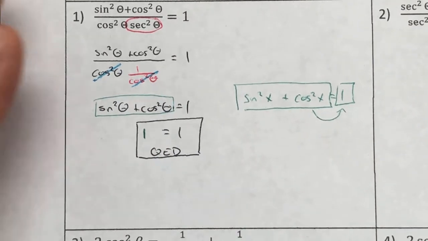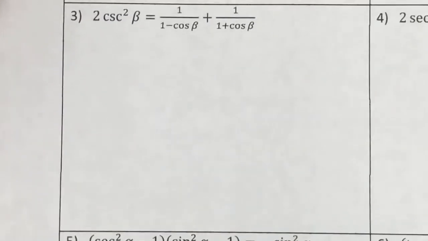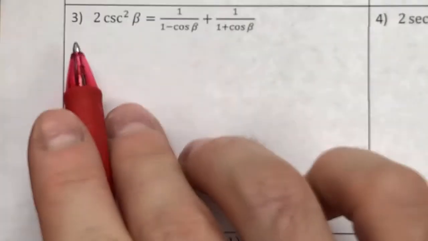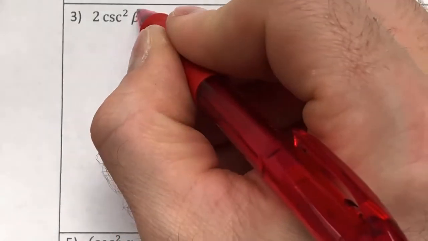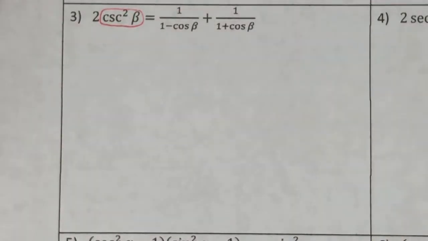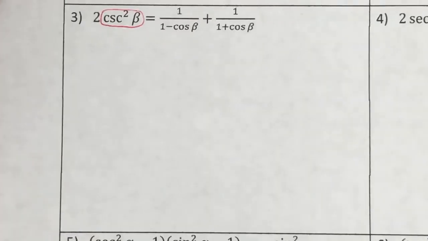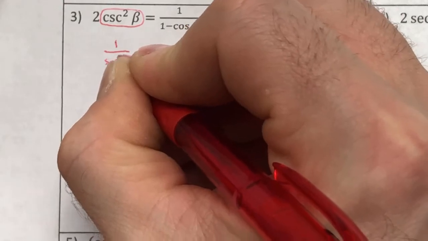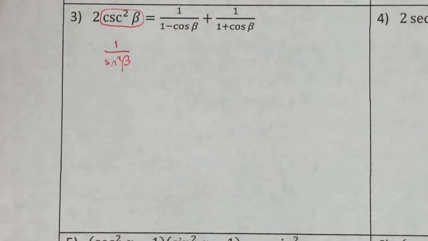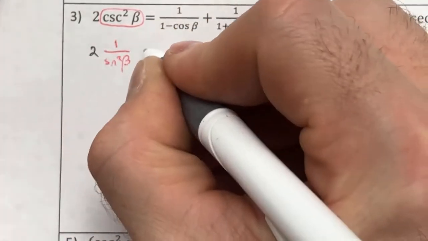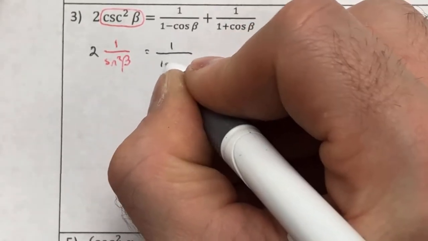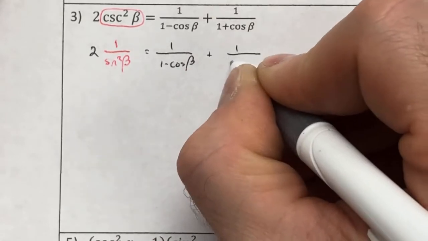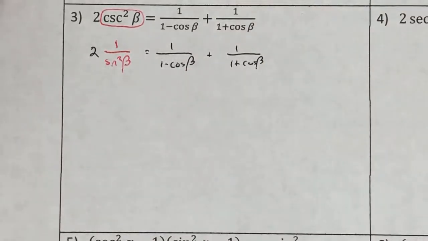Done. So let's pop off into the next problem. Now this one, right off the bat, we see that there's a couple ways I could work this, but the first one that I'm probably going to do is rewrite this cosecant squared as something as a sine or cosine. So I'm going to rewrite that as 1 over the sine squared of beta. Everything else I'm just going to go ahead and copy down. 1 over 1 minus the cosine of beta plus 1 over 1 plus the cosine of beta.